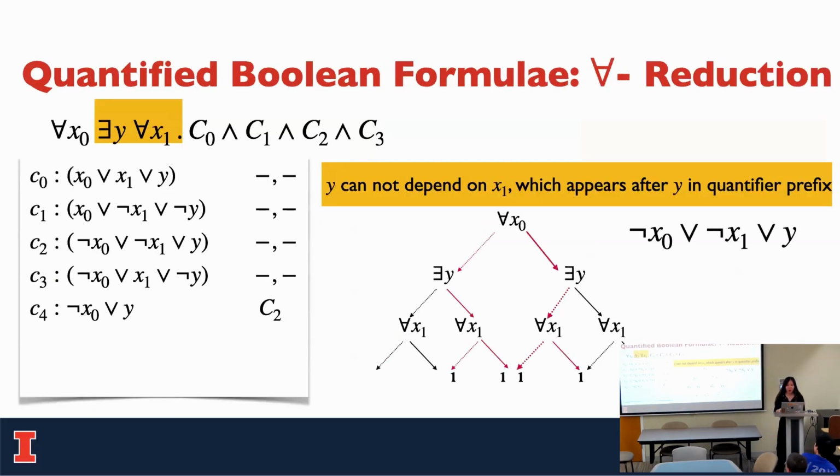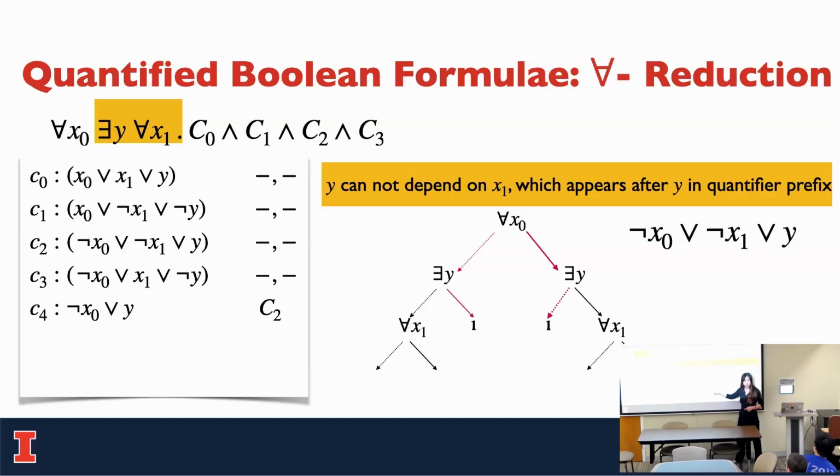The first rule is called forall reduction. So the idea is, if this clause, which clause? Okay, this clause, C2, is indeed true, then what does that mean? That means these four paths should all evaluate to 1, right? And if you remember, x1 is forall quantified, right? So that's the last layer of this tree. So that means these two paths should evaluate to true.